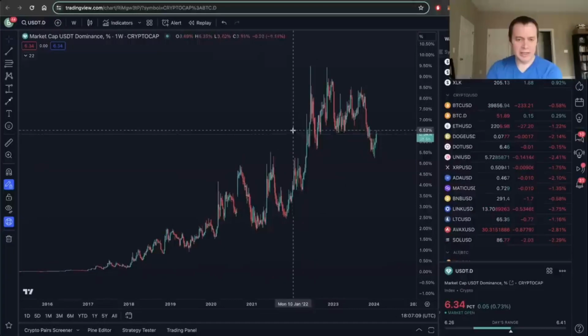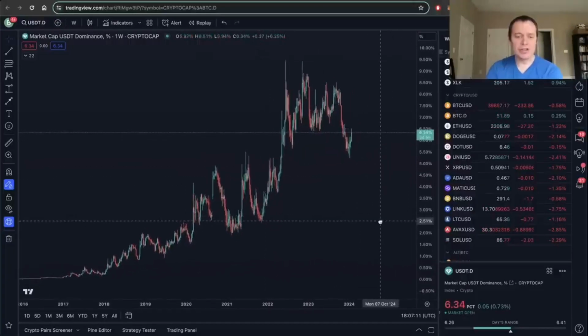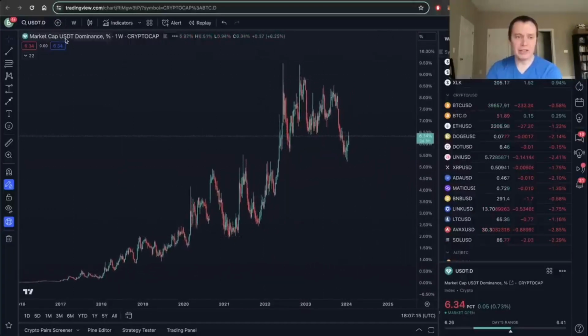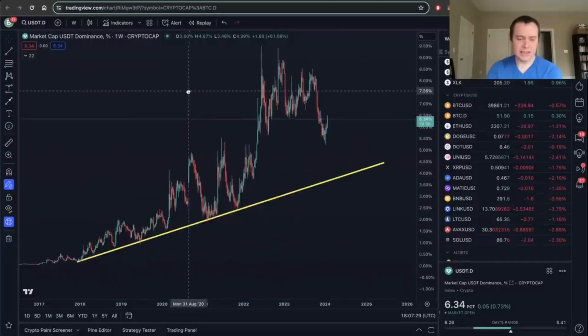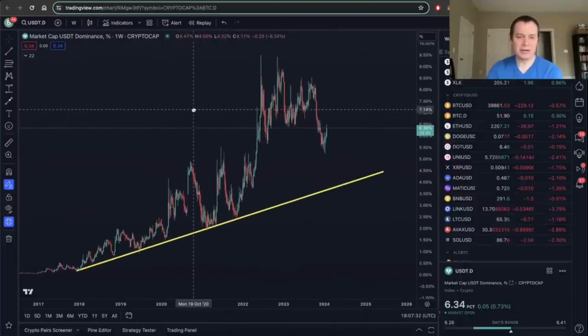And what you will quickly notice is that there has been a clear trend of higher lows on the USDT dominance chart, right? In fact, if you were to go back to 2018 and connect the dots, what do you notice? There has been clearly a series of higher lows, but each of these higher lows that tagged this trend line was a huge warning signal to the cryptoverse when the trend line was tagged.